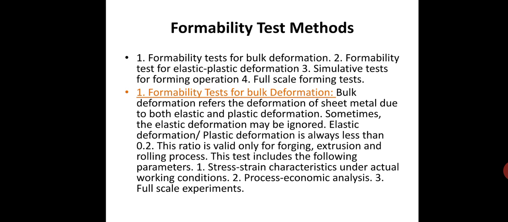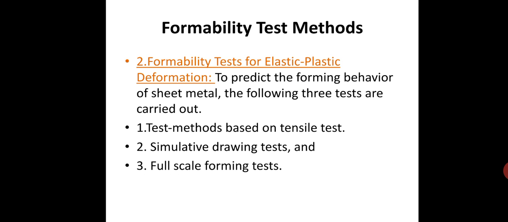The next thing is the formability test for elastic plastic deformation. In this concept, three various tests show the elastic plastic deformation concept. First one is the test method based on tensile test. The second is the simulative drawing test, and the third one is the full scale forming test. Let's see one by one. These three tests show the elastic plastic deformation of the formability of the sheet metal.